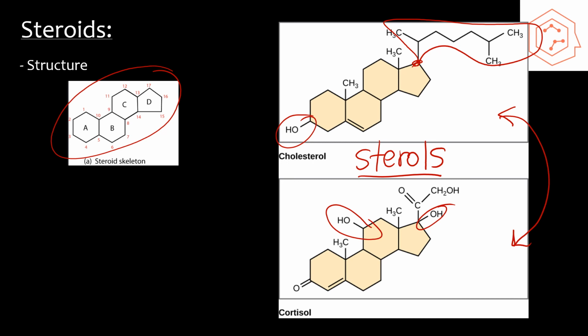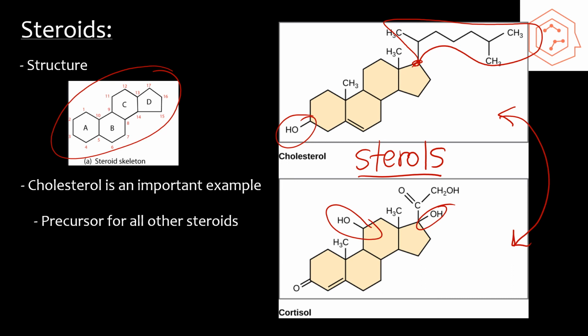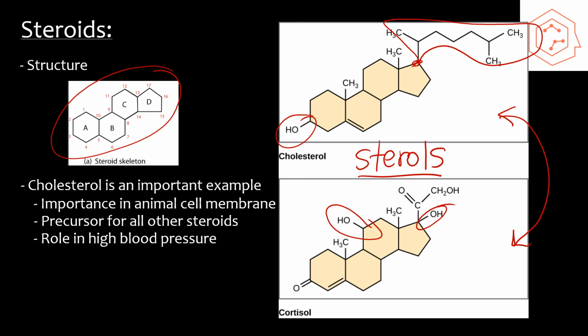Now let's talk about cholesterol. Cholesterol is an important example. It's a precursor from which all other steroids are synthesized. Many of these other steroids are hormones, including the vertebrate sex hormones like testosterone. While cholesterol is clearly an essential molecule, high levels of cholesterol in the blood can contribute to cardiovascular disease. It is also important as a structural component in the animal cell membrane.